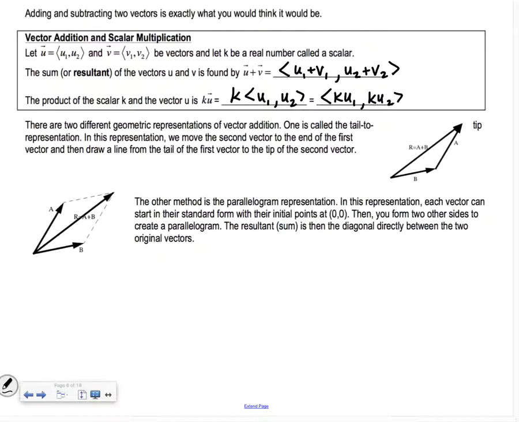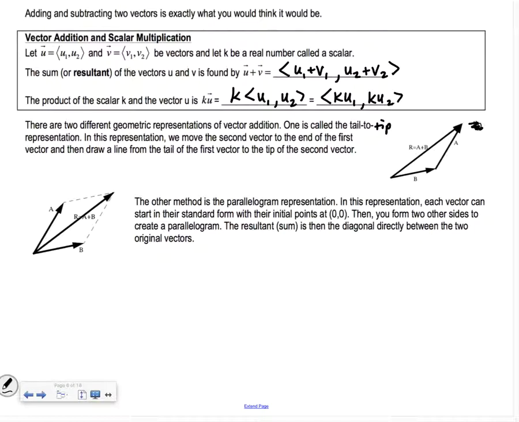It says there are two different geometric representations of vector addition. One is called the tail to tip representation. In this representation, we move the second vector to the end of the first vector and then draw a line from the tail of the first vector to the tip of the second vector.